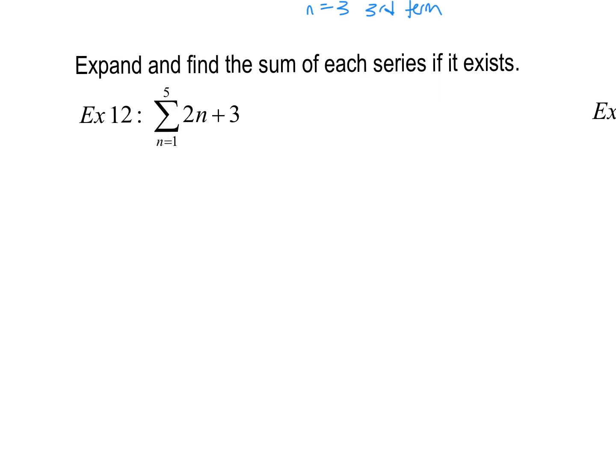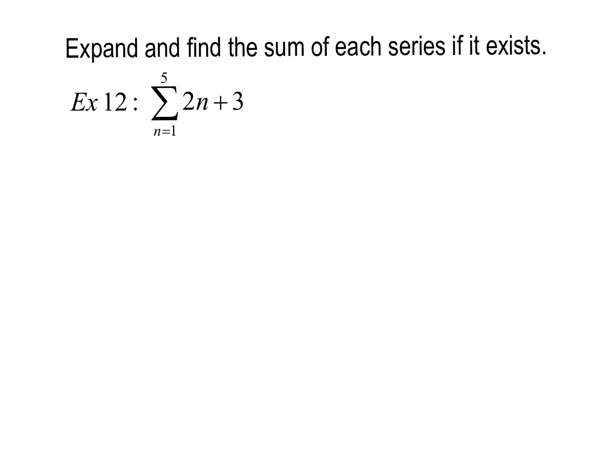These are a little bit more simple. Expand, step 1, and find the sum, meaning add up all of the numbers if it exists, meaning there might not be sums for all of these. Okay, so for the first thing, remember previously in a different video we had this summation symbol. This means that n starts with 1 and ends with 5, and this is your formula.